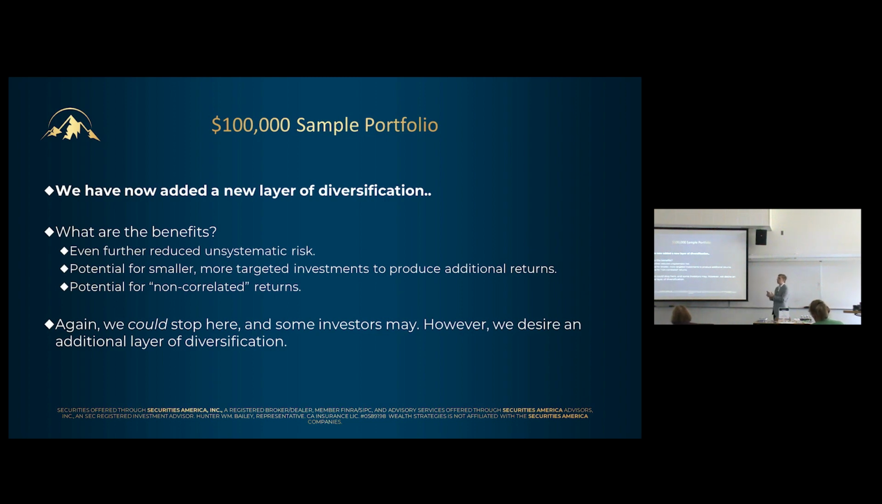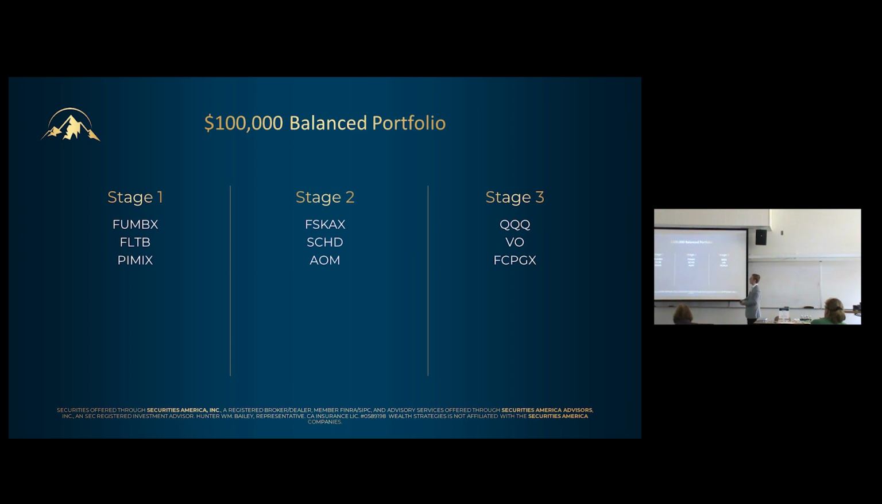Again, we could stop right here. Some investors may, but generally we like more levels of diversification. The more we go forward, the more we like to diversify further and further and create new opportunities and new advantages for control. Again, we can stop here. This is a fine portfolio. It'll do just fine. It's just not quite as diversified as we prefer to create them. So we're going to go ahead and add one more layer.